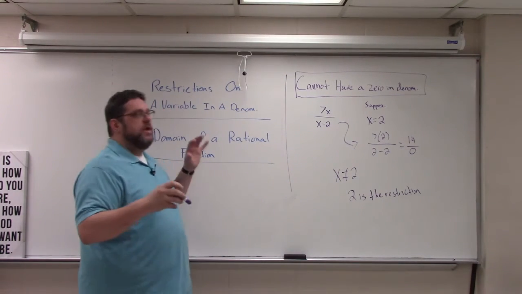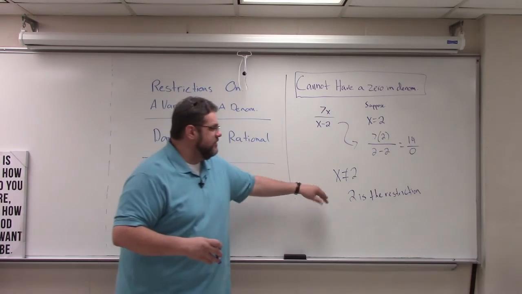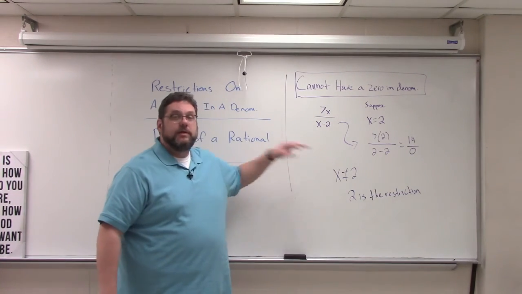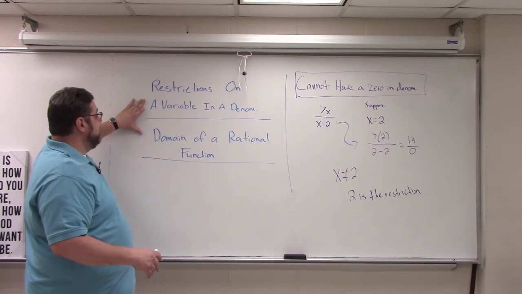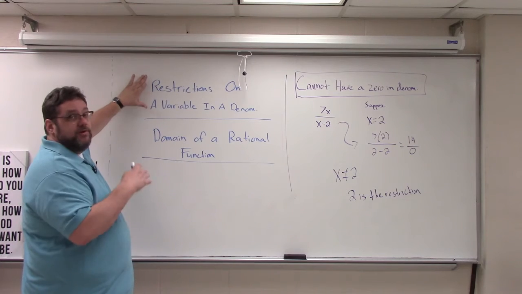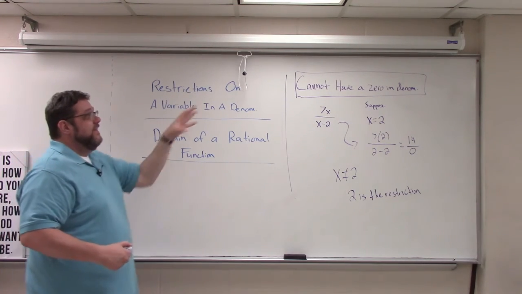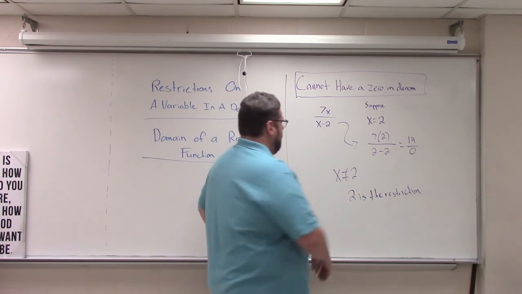Usually you'll be asked, what are the restricted numbers? And then, of course, that would be 2. But another way of saying it is that x can never be 2. And again, no matter which way you're asked this question, whether you're asked for the restriction on a variable in the denominator or if we're asked for the domain of a rational function, this is what we're wanting to do. What causes a 0 in the denominator?